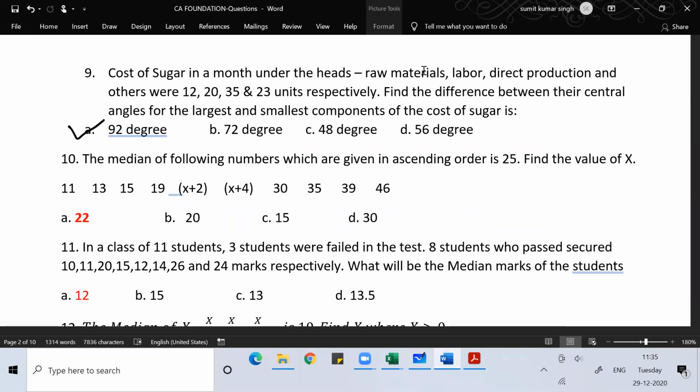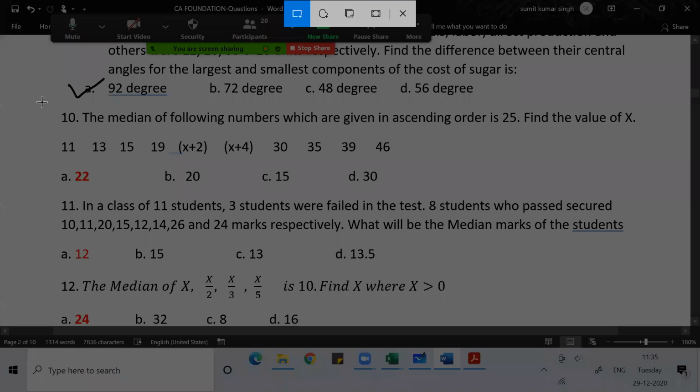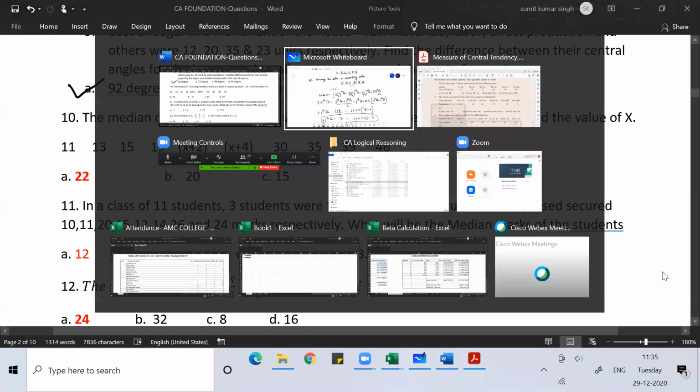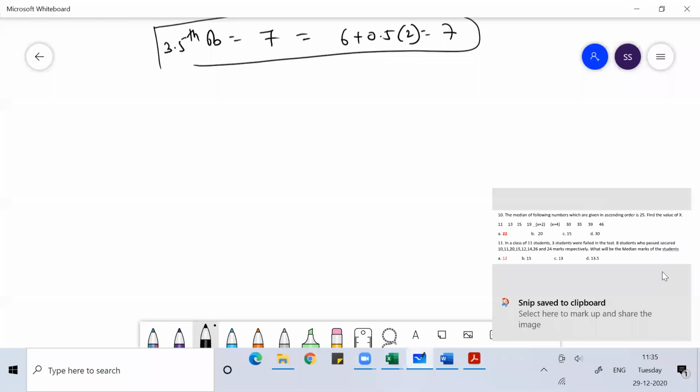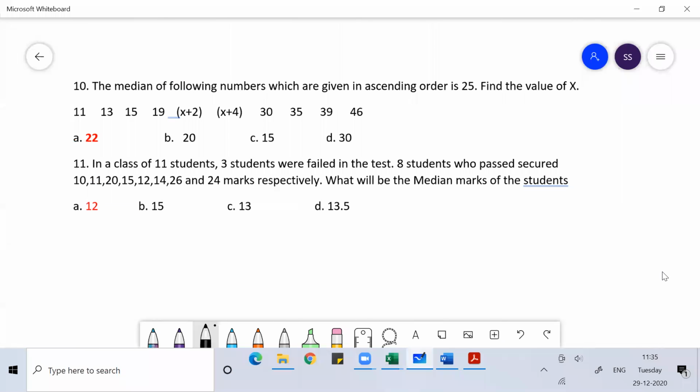You can see question number 10 and 11. Interesting questions. I'm doing question number 10 first. The median of the following numbers, which are given in ascending order, is 25. Median is 25, and this data is already in ascending order.